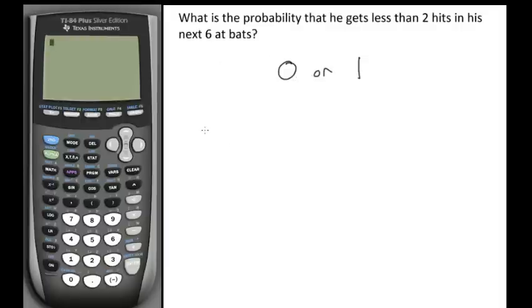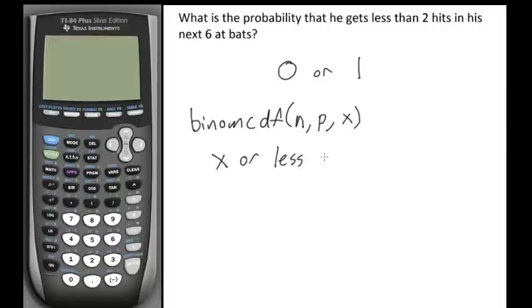So we have another function in the calculator, the Binomial CDF function. It stands for cumulative density function, cumulative meaning add up, where we put numbers in the same way. The first number is n, the number of trials. The second number is p, the probability of success. And the last number is x, the number of successes. But in this case, the Binomial CDF finds the probability of x or less successes.